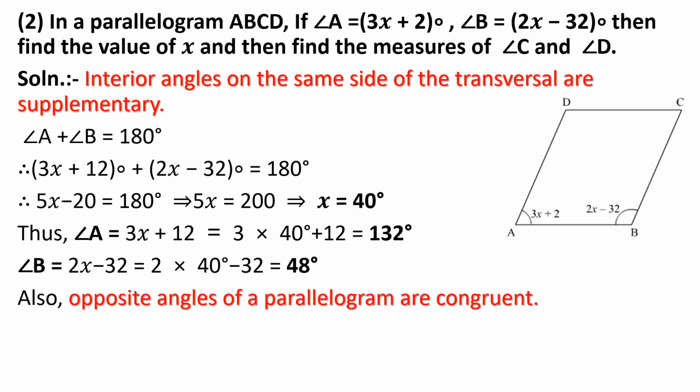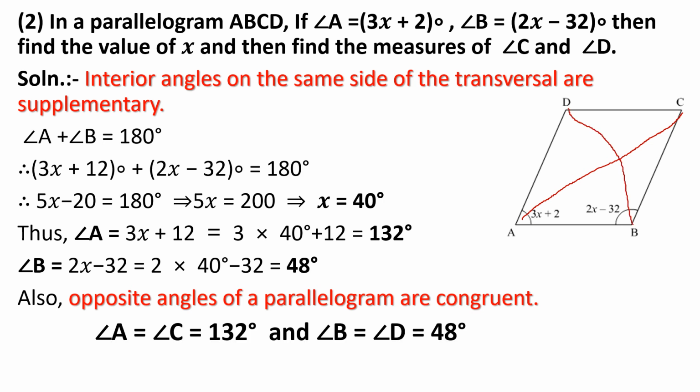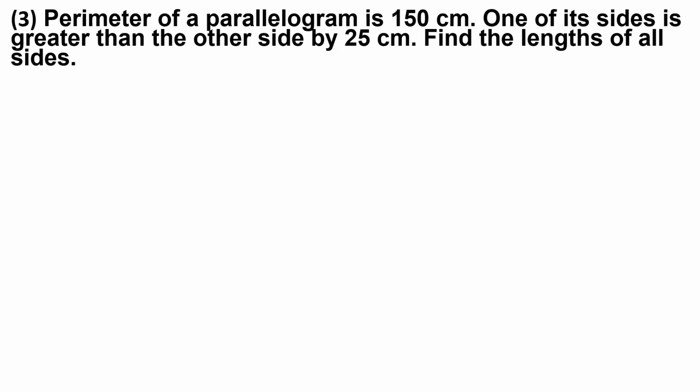Now opposite angles of a parallelogram are congruent. So what is the opposite of angle A? Opposite of angle A is angle C and opposite of angle B is angle D. Therefore, angle A equal to angle C equal to 132 degrees and angle B equal to angle D is equal to 48 degrees.